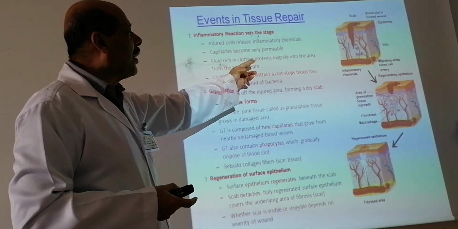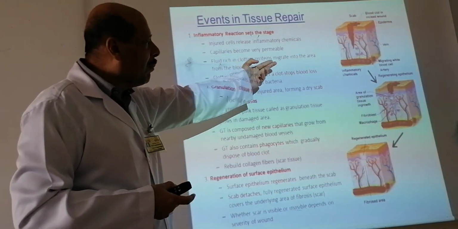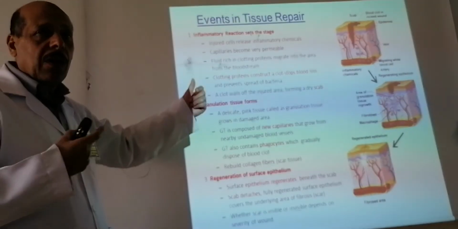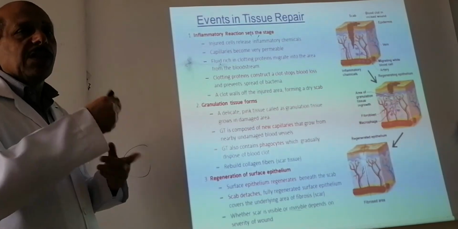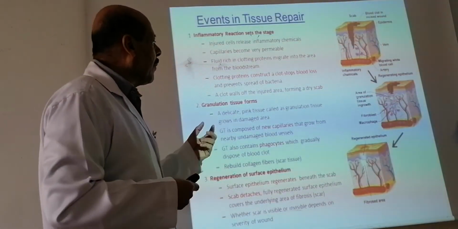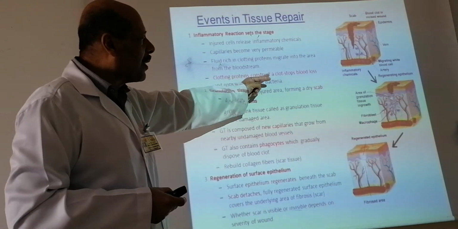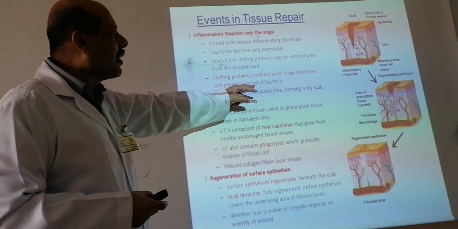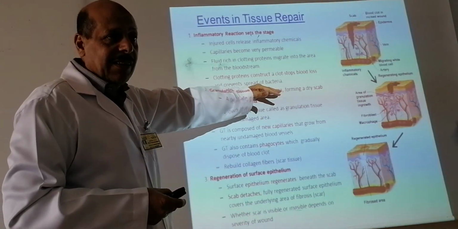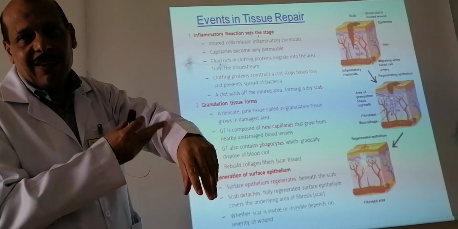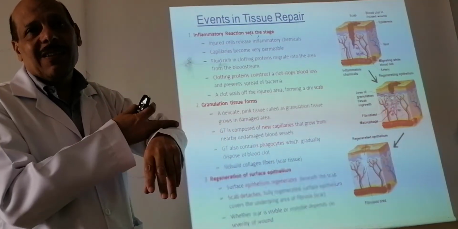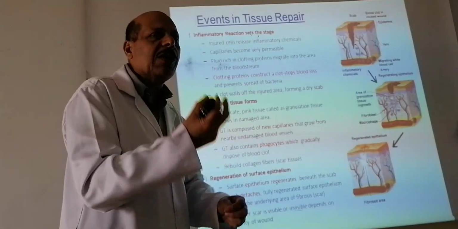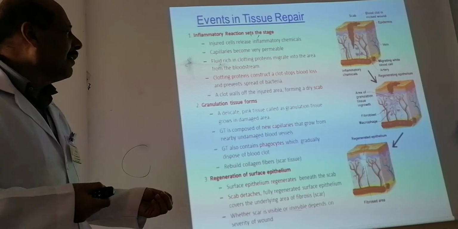Fluid rich in clotting protein migrates into the area from the bloodstream. So that will help in the process of clotting. And clotting protein constructs a clot to stop the bleeding and prevent the spread of bacteria, because when any opening is there, it is a portal of entry for the bacteria. So when it is closed, we are closing the portal of entry.